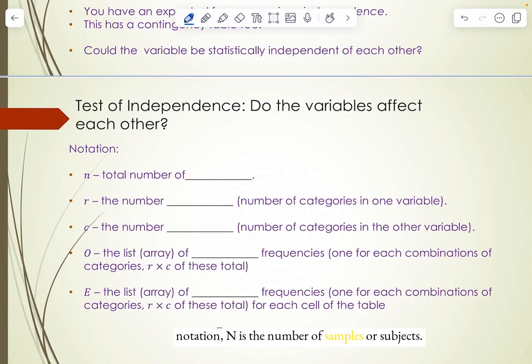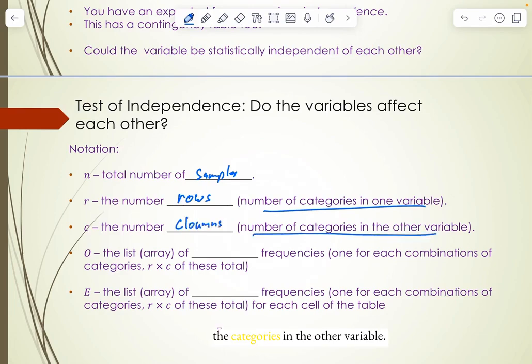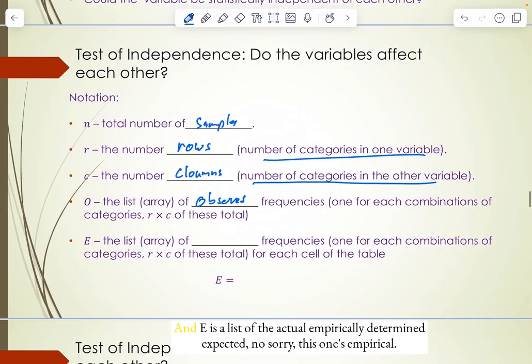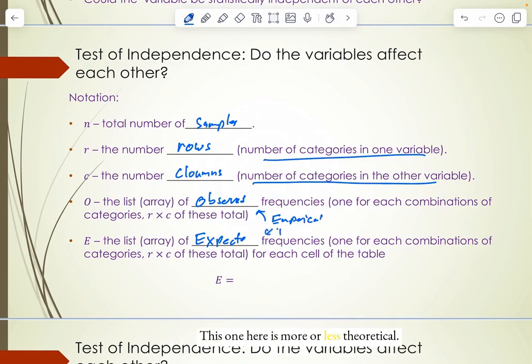A test for independence has notation. N is the number of samples or subjects. R is the number of rows, which is the number of categories in one variable. C is the number of columns, the categories in the other variable, in a two-way table. O is the list, which is an array in this case, of observed frequencies. And E is a list of the expected frequencies. This one, O, is empirical, and this one, E, is more or less theoretical.